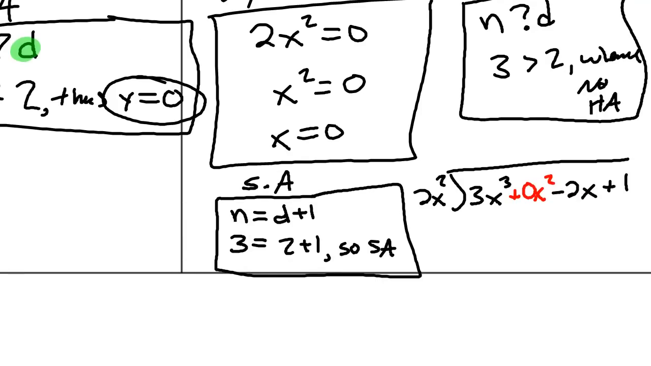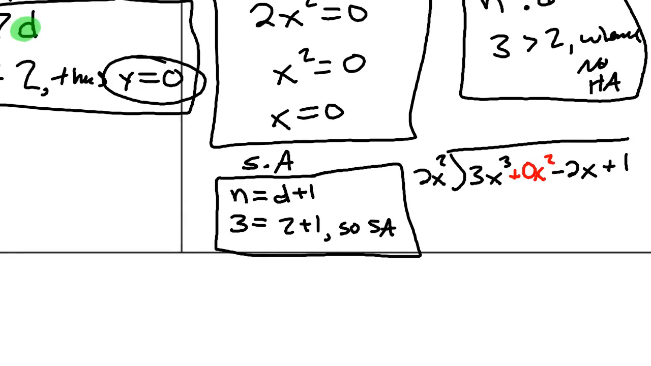And however many times 2x squared goes into this evenly, I set y equal to that, and that's my slant asymptote. How many times does x squared go into x cubed? How many times does 2 go into 3? Most people have a hard time with that. All you have to do is take what you're dividing, write it over top of what you're dividing by, and simplify it. This is 3x cubed divided by 2x squared.